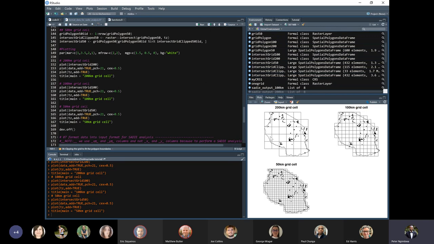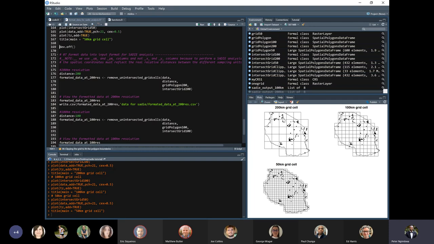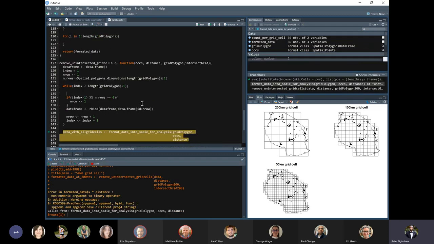Yeah, so then because I've eliminated all the grids that were outside the country, or that did not intersect with my boundary, what I did next was sum up all the observations that are within each grid cell, and to do that, I created a function. This is the function. I named it remove an intersected grid cell, and it removes the non-intersected grid cells and sums up all the points that are within one grid cell. Not only that, it also formats the data into the format that the SADIE method can understand.